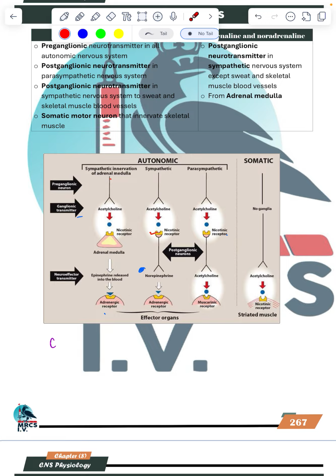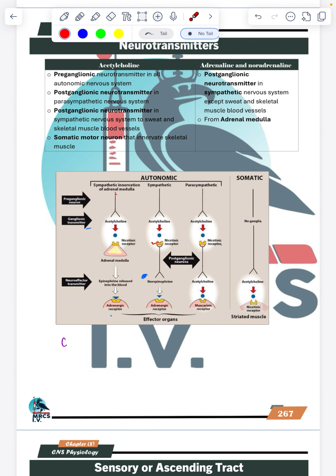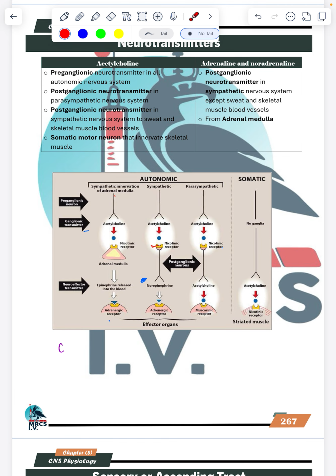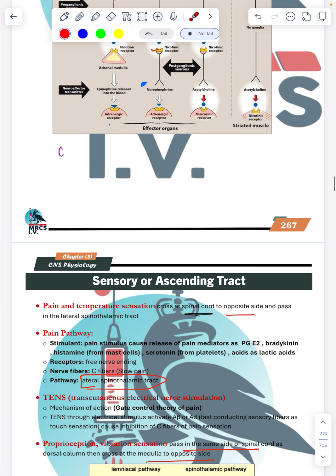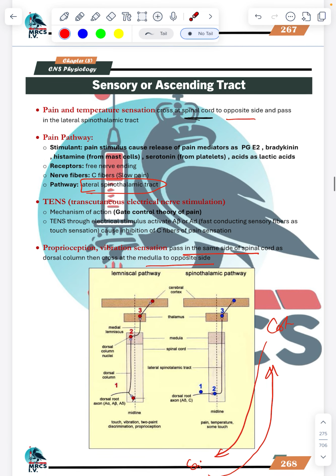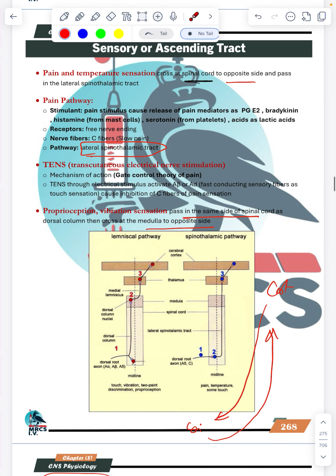If you see the same in the somatic, the fibers come and there is no ganglion; it goes directly to the muscles. The neurotransmitter is always acetylcholine, and the receptors are nicotinic. So in the muscles, these are nicotinic, stimulating the muscle through acetylcholine. So this is about the postganglionic neurotransmitter. This was about neurotransmitters. Now, what about the sensory or ascending tract?